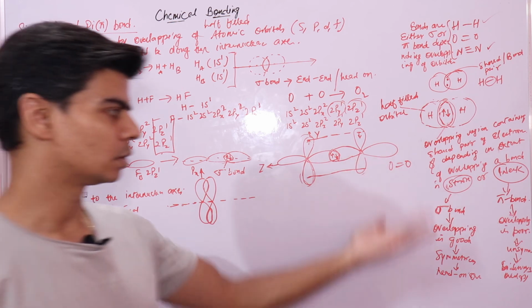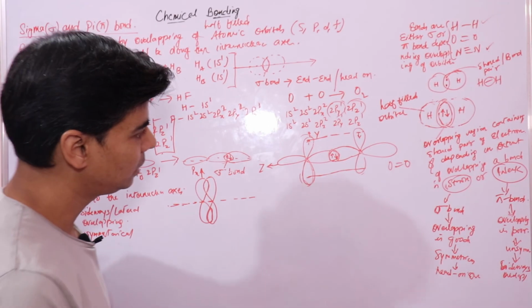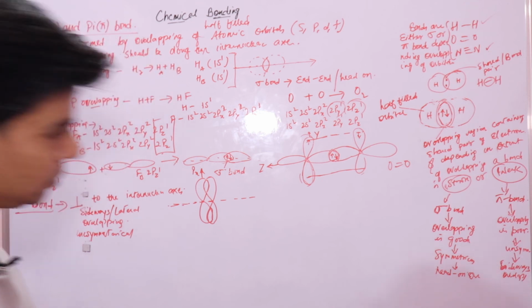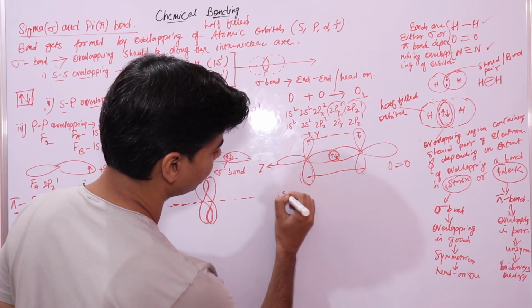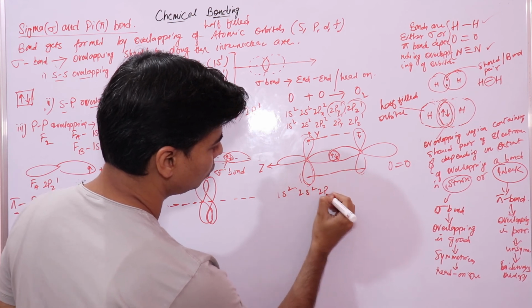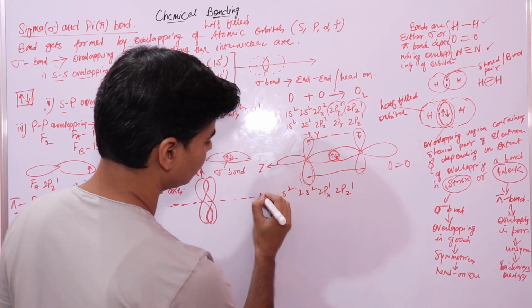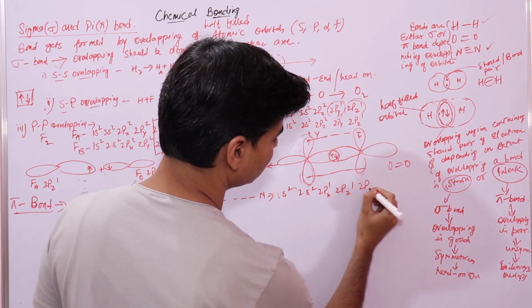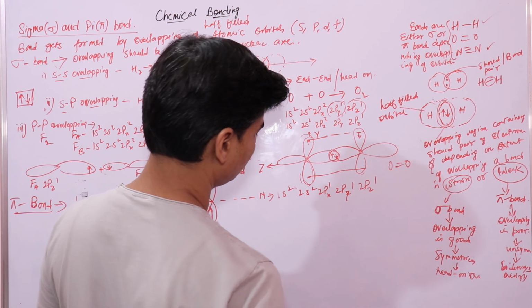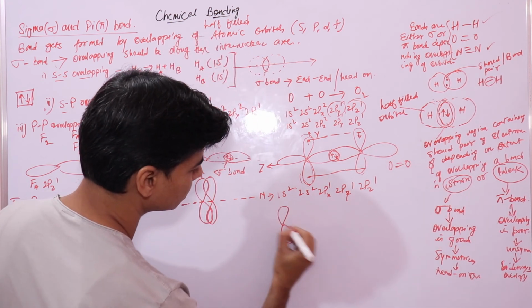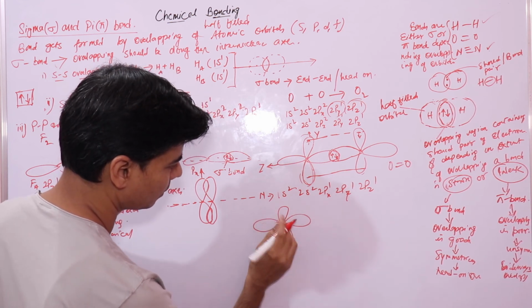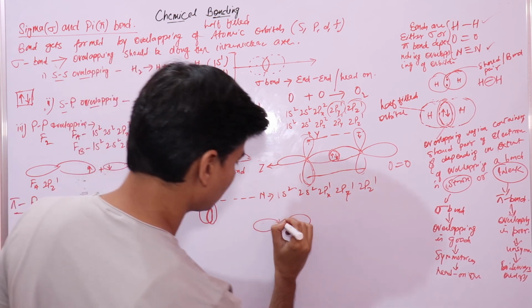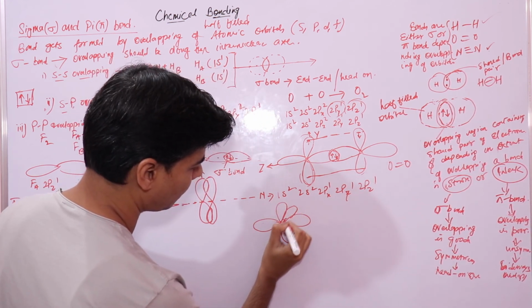Now you know more about these bonds. And similarly, let's take the example of nitrogen. The nitrogen electronic configuration is such that it has three orbitals which are half-filled: 1s2, 2s2, 2px1, 2py1, 2pz1. So the overlapping would be like this.